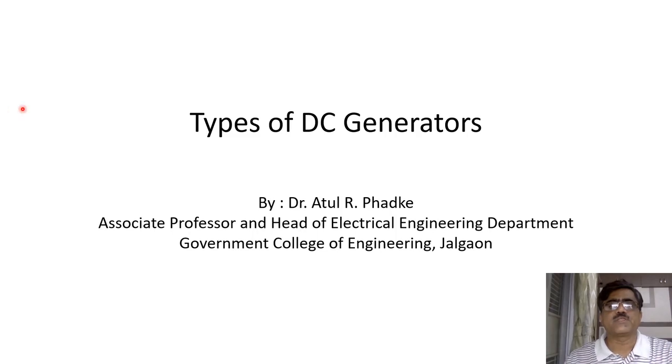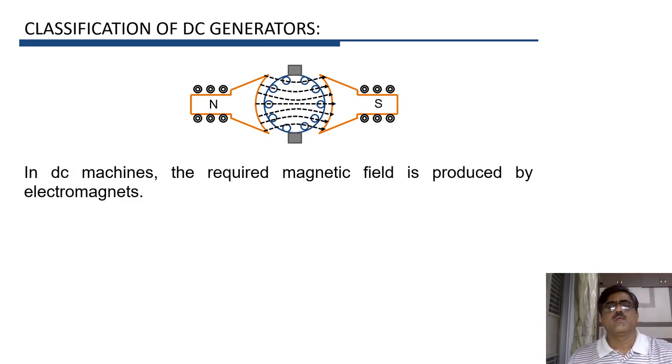In our previous videos, we have studied the fundamentals of DC machines. Let us now see what are the types of DC generators. Now you know that in DC machines, normally we use electromagnets because there are many advantages of electromagnets over permanent magnets.